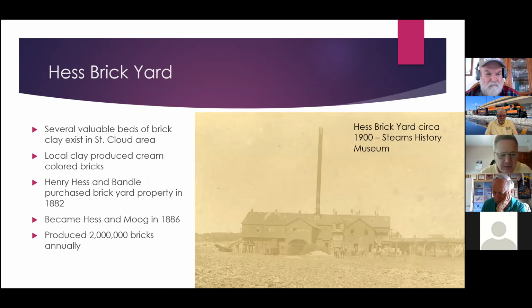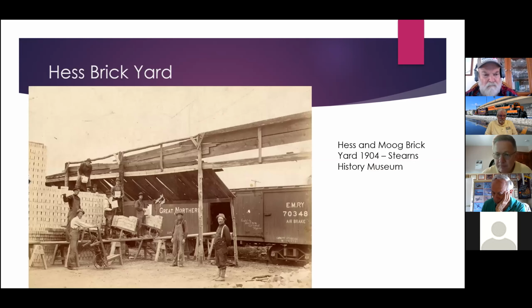So Henry Hess and a partner purchased the brickyard in 1882. Then he switched partners and became Hess and Moeller in 1886. This is a photo of the main building around 1900. They were producing about 2 million bricks a year, and most of that shipping on the GN. Found this nice photo of them loading box cars. Look at that, it's an Eastern Railway of Minnesota car, but it also already says Great Northern.